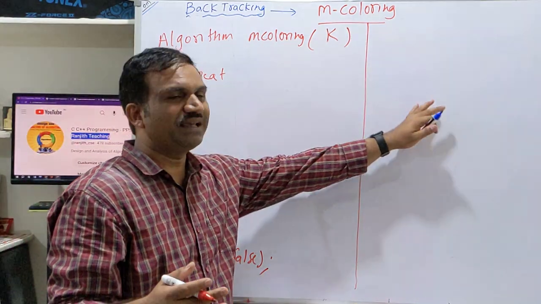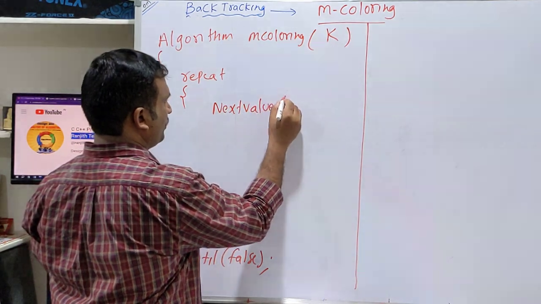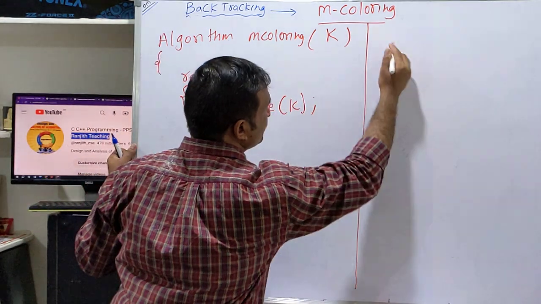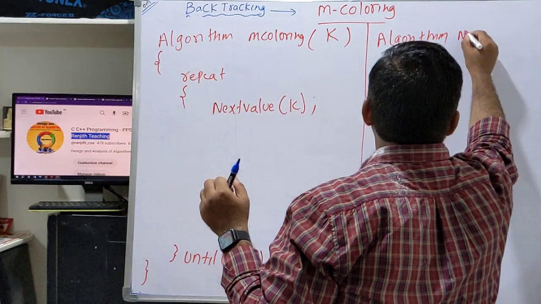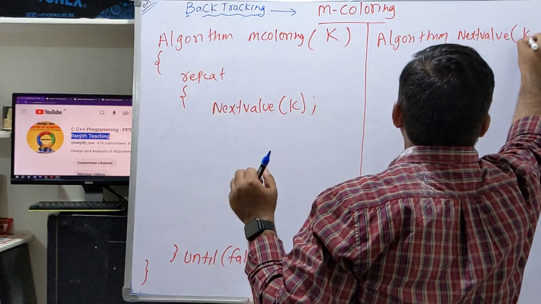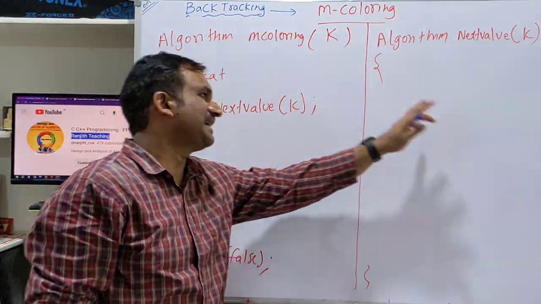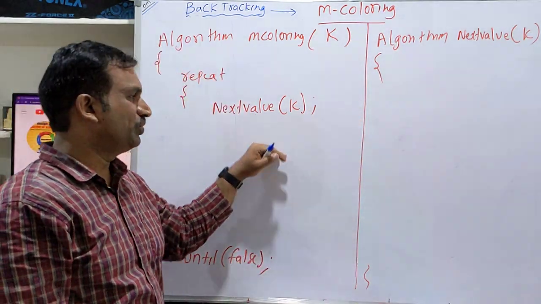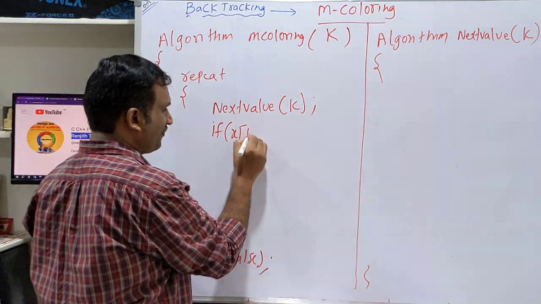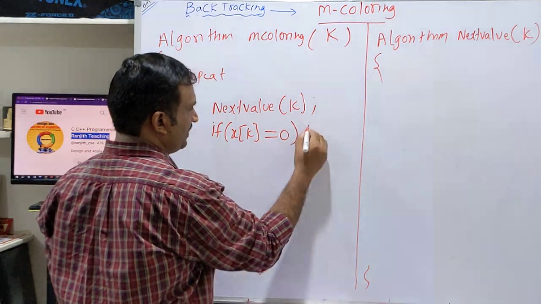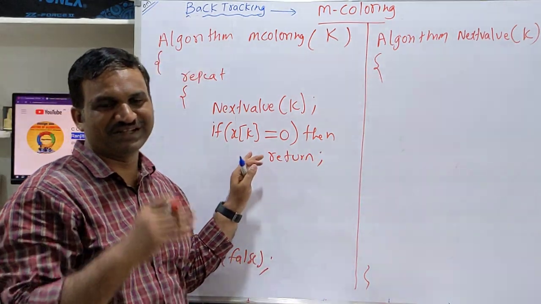The generating color will be done by the next value function, which is next value for the kth vertex. This algorithm will generate a valid color for a kth vertex. Assume that it is assigning some valid color, or else it is not able to color. Both we have to consider. So assume that we are unable to color the vertex. Then what will we do? We will check the condition. If x of k is equal to 0, then return, backtrack. So we are unable to color the given vertex.